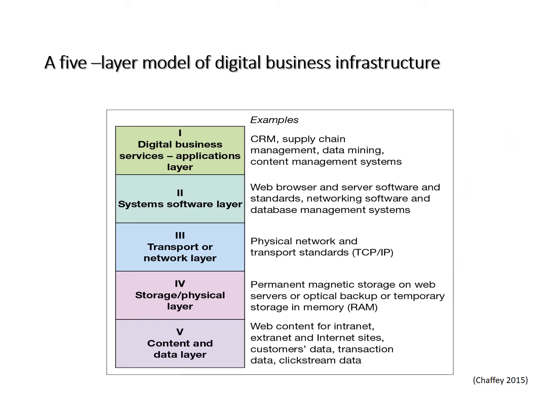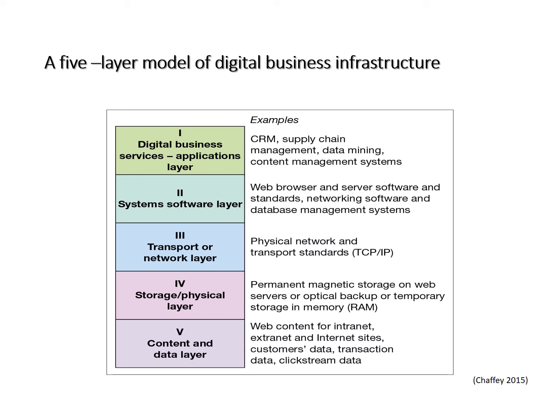So we have here a 5-layer model of digital business infrastructure. It includes CRM, customer relationship management, supply chain management, data mining, and content management systems. This is important to how you process all the information coming in from your suppliers and customers, how you're going to utilize this information, and how you're going to capitalize on it.